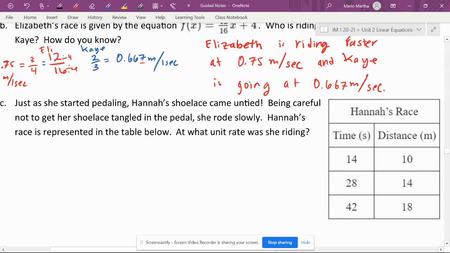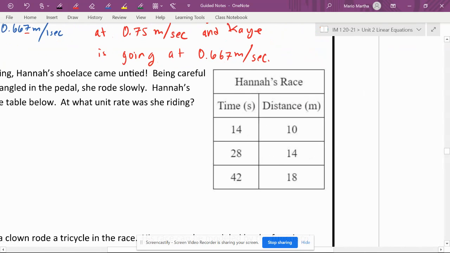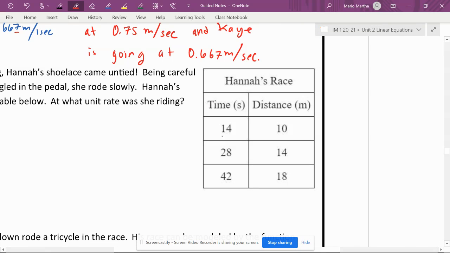Okay, and then just as she started pedaling, Hannah's shoelace came untied. Being careful not to get her shoelace tangled in the pedal, she rode slowly. Hannah's race is represented in the table right there below. At what unit rate was she riding? So let's try to figure out how fast she is going. To determine that, we know this is a time in seconds, right? So as we did yesterday, we can pretty much pick two values on the table to figure out the rates.